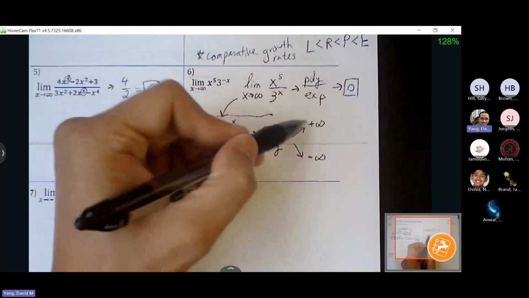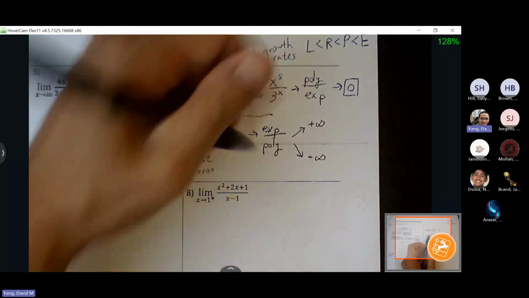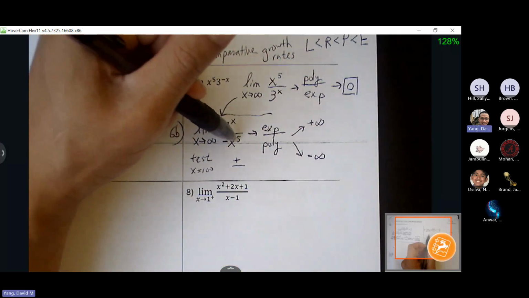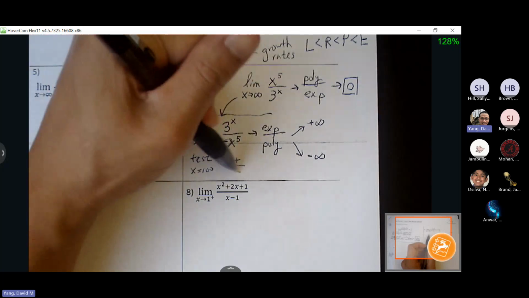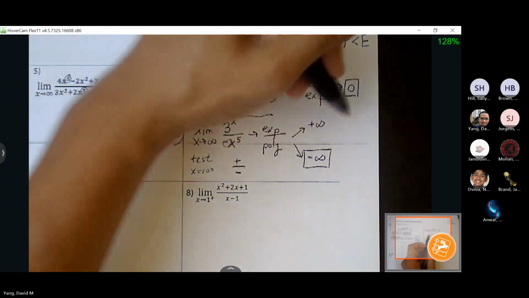Because we already know we're down to 2 options. We just don't know what the signs are. So if I plug in 100, 3 to the infinity is still positive. 100 to the fifth is positive, but there's a negative in front. So positive over negative is negative, so negative infinity.